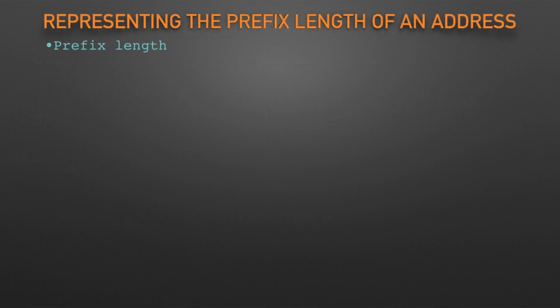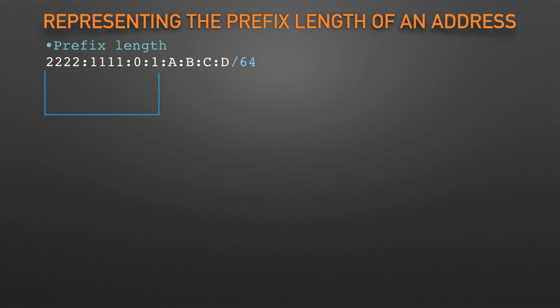Representing the prefix length of an address. IPv6 uses a mask concept, called the prefix length, similar to IPv4 subnet masks. Similar to the IPv4 prefix style mask, the IPv6 prefix length is written as a slash, followed by a decimal number. The prefix length defines how many bits of the IPv6 address define the IPv6 prefix, which is basically the same concept as the IPv4 subnet ID. The prefix length is a number of bits, value ranges from 0 through 128.